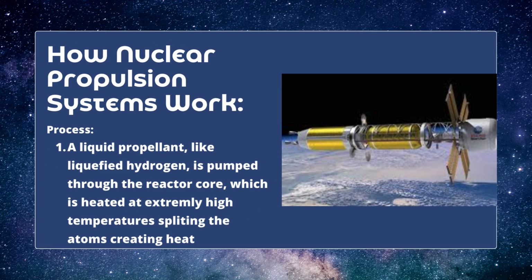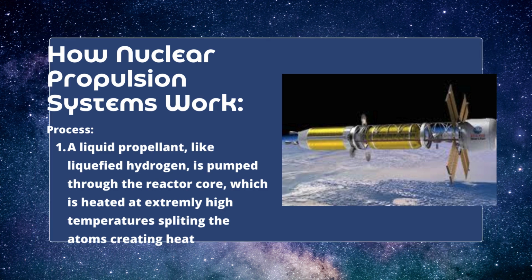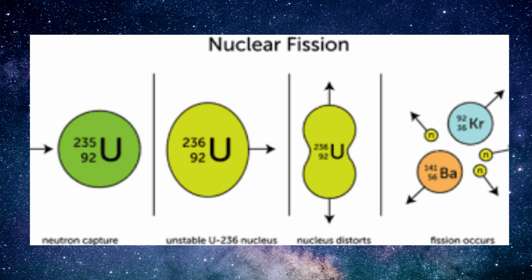How nuclear propulsion systems work. First, a liquid propellant like liquefied hydrogen is pumped through the reactor core, which is heated to extremely high temperatures, splitting the atoms, creating heat. The core contains uranium-235 atoms. A neutron is absorbed by a U-235 nucleus. The nucleus becomes unstable and splits into two smaller nuclei, usually elements like barium and krypton, releasing typically two neutrons. This also usually emits fission fragments, gamma rays, and heat.